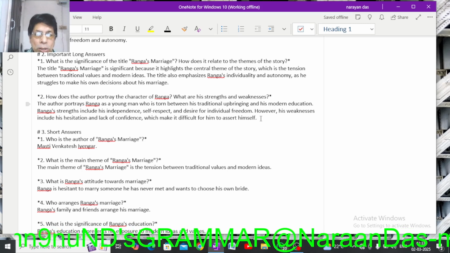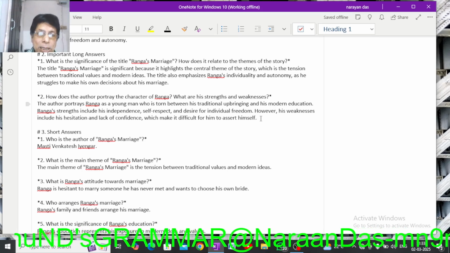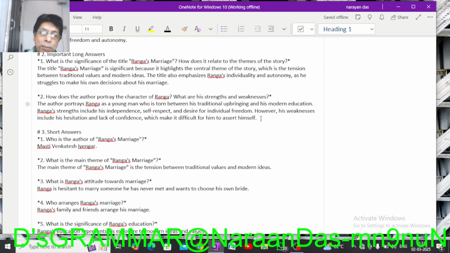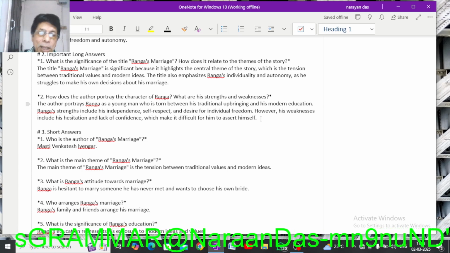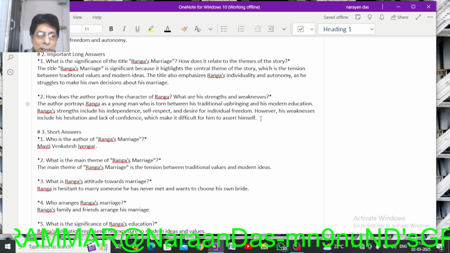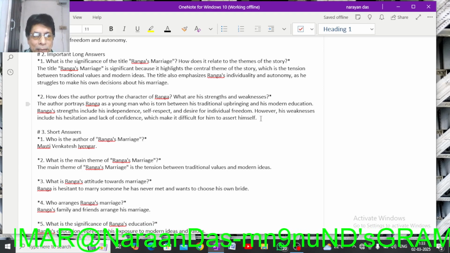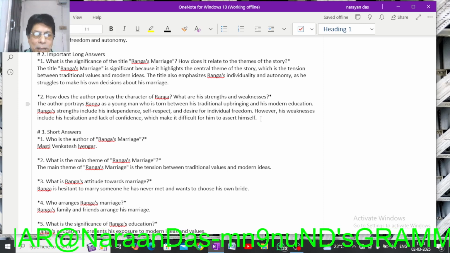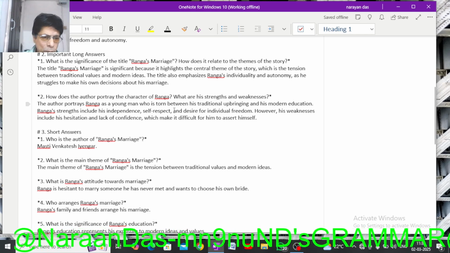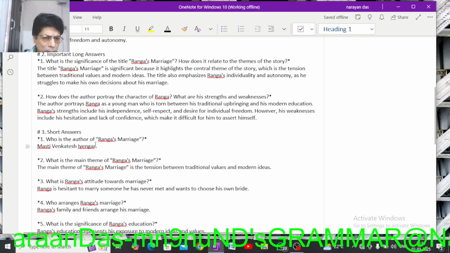And at these words, Ranga's heart broke. And that is how the author understood the heart of Ranga, and he was sure that Ranga would marry Ratna. And as a result of the author's plan, Ranga marries Ratna, and they were happily living as a couple, and they had children too. Now question number 3, who is the author of Ranga's marriage? Masti Venkatesh Iyer.